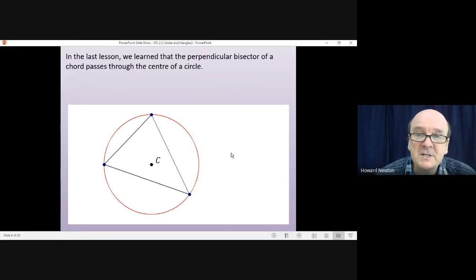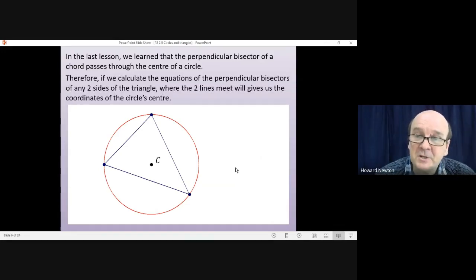Now, in the last lesson, we learned that the perpendicular bisector of a chord passes through the center of a circle. We can use that property when we have questions on circumcircles. So if we calculate the equations of the perpendicular bisectors of any two sides of the triangle, where those two lines meet will give us the coordinates of the circle's center. Now let's have a look at how that works out in practice.